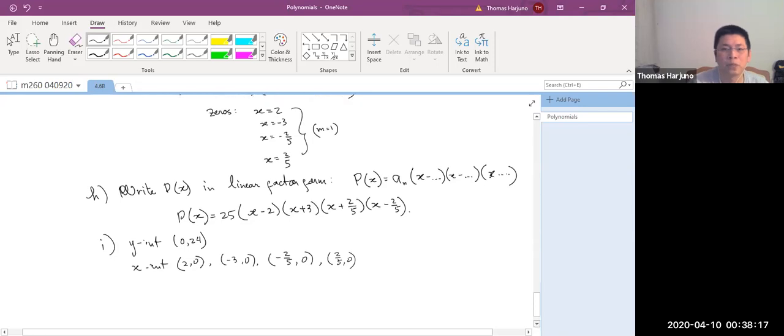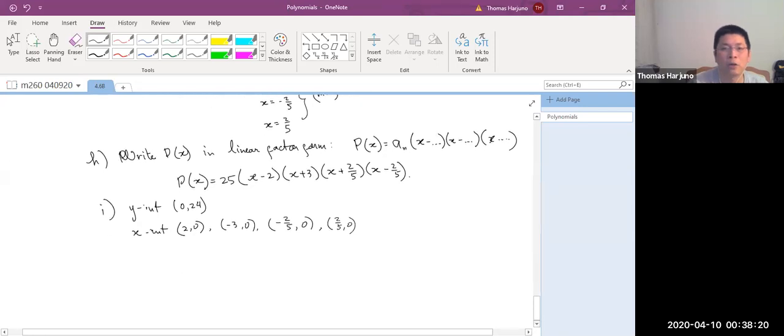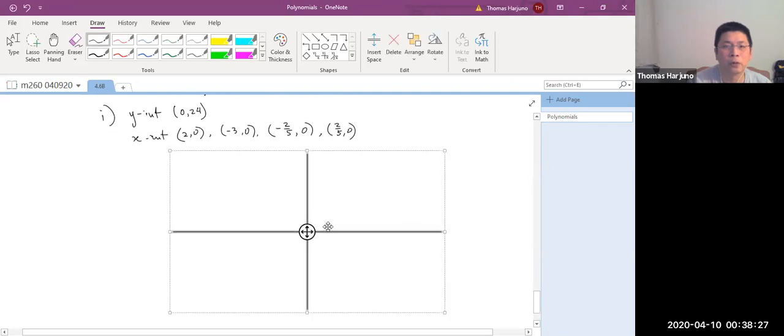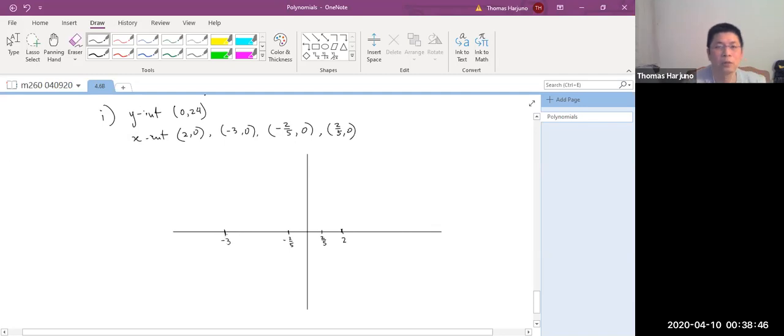Okay, and you can do the sign graph first. Let me go ahead with the sketch of the graph. So (2, 0), (2/5, 0), (-2/5, 0), and (-3, 0). Let's say it's here, (-3, 0), while the Y-intercept is (0, 24). So let's say it's here. Now, then what is the far end behavior?